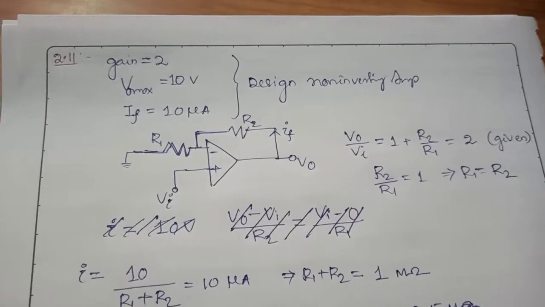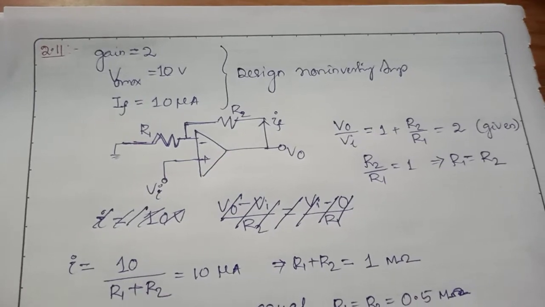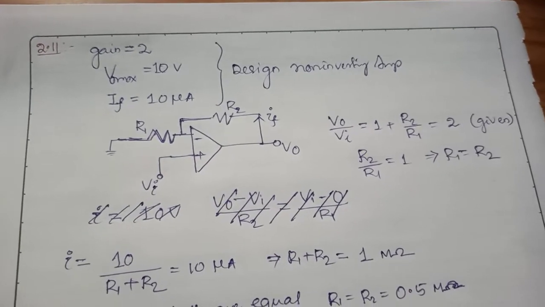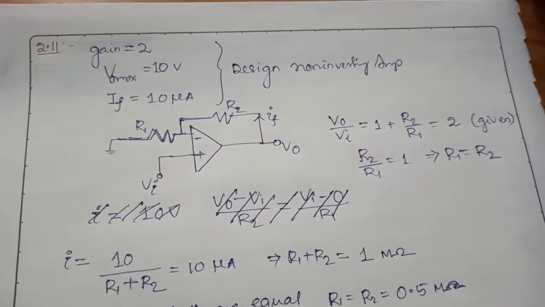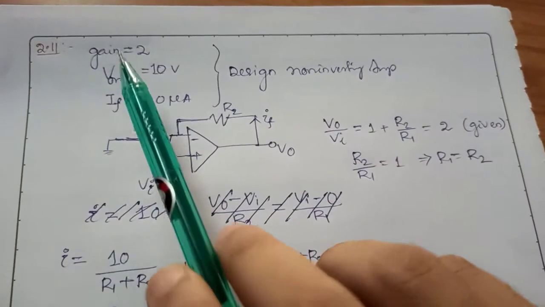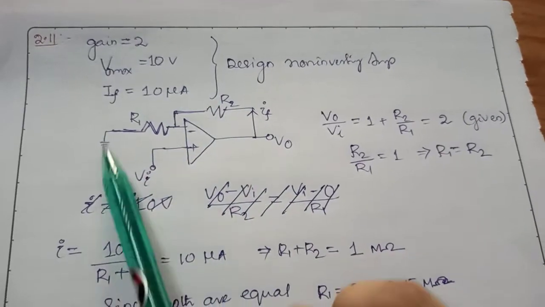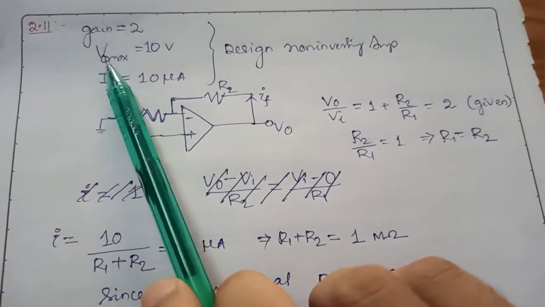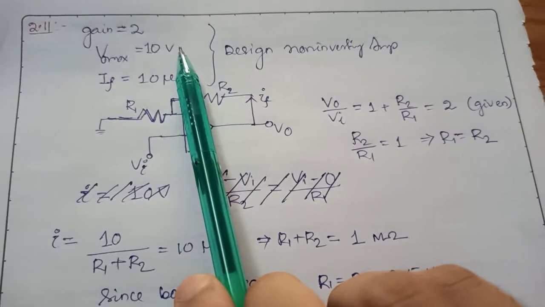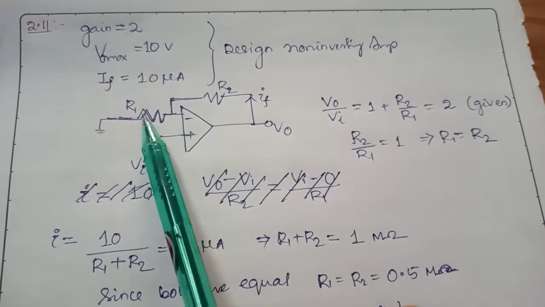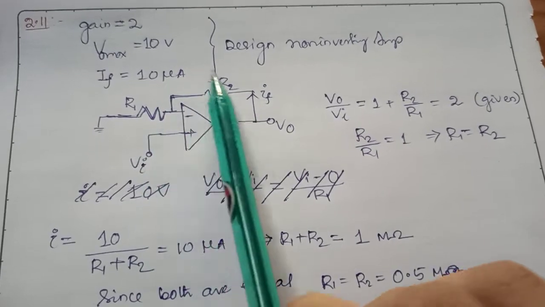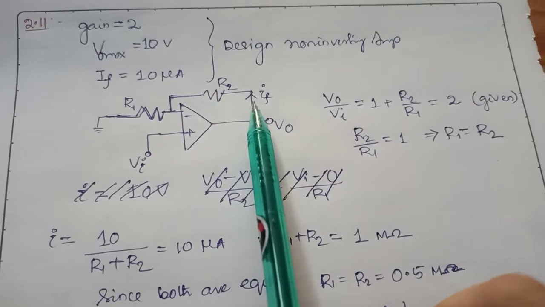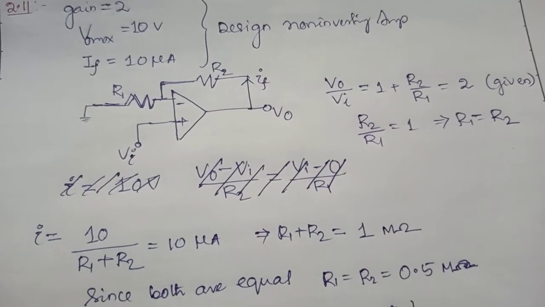The 11th one: it is given that we have to design a non-inverting amplifier with a gain of 2 at a maximum output voltage of 10 volt. The current in the voltage divider is to be 10 microampere. This is a non-inverting amplifier because the input is given to the positive terminal, and the maximum output voltage is 10 volt, and the current in the voltage divider path is given as 10 microampere. We have to design a non-inverting amplifier.